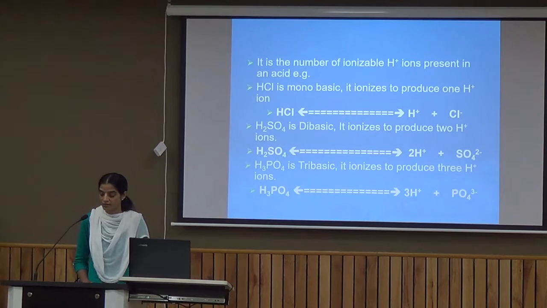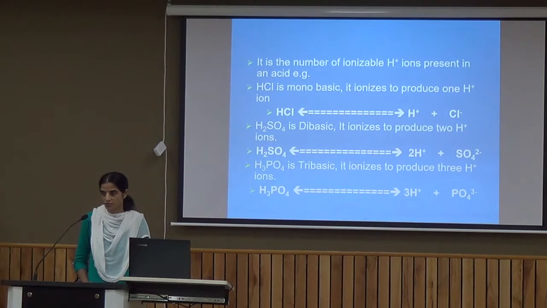Now, next they have given us the basicity of acids. Basicity of an acid is the number of ionizable hydrogen ions present in an acid. Let us take the example of hydrochloric acid. In solution, it is capable of giving only one hydrogen ion. That is why we say hydrochloric acid has basicity 1 and is monobasic in nature.